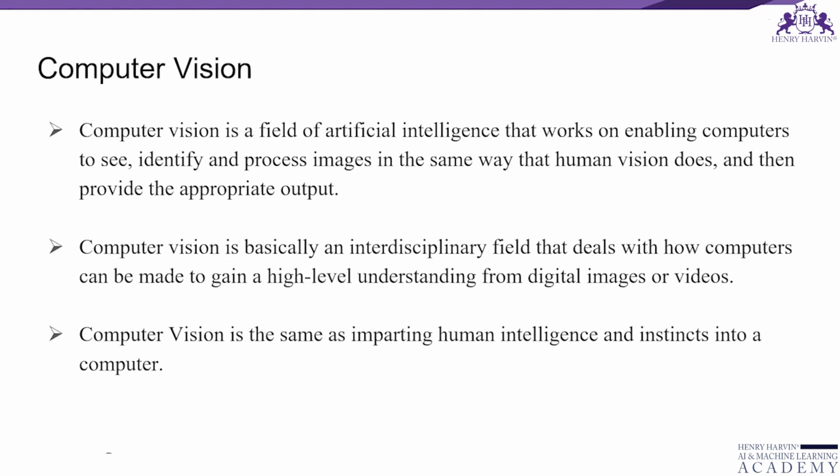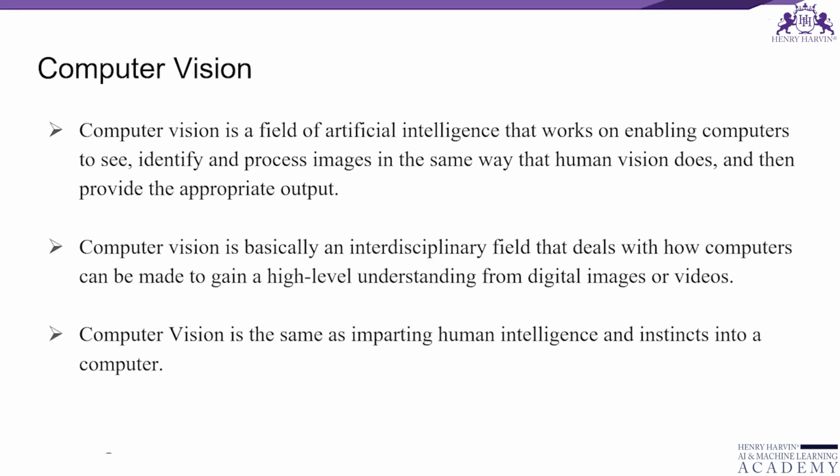Computer vision seeks to apply its theories and models for the construction of computer vision systems. Subdomains of computer vision include scene reconstruction, event detection, video tracking, object recognition, 3D pose estimation, learning, indexing, motion estimation, and image restoration, etc.